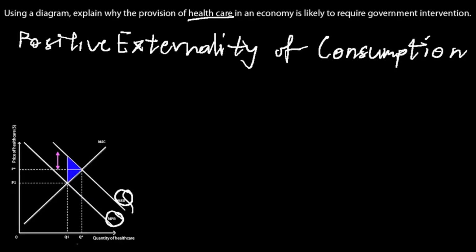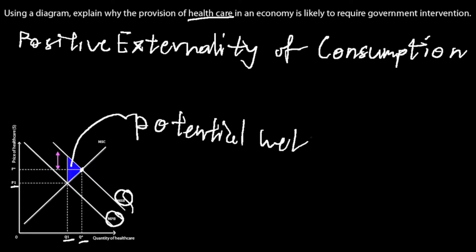In the free market for healthcare, people will consume at quantity Q1 and at price P1. However, the socially optimal or socially efficient level of consumption will be at Q star, where the marginal social benefit is equal to the marginal social cost. There is a potential welfare gain, shown by the shaded triangle A, B, C.